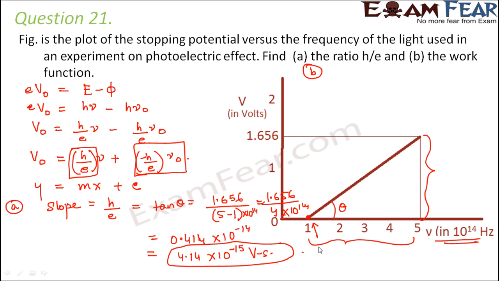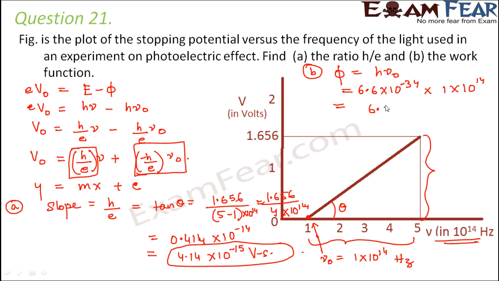So that means this point corresponds to the threshold value of frequency. So this point corresponds to nu naught. So we can say that nu naught is equal to 1 into 10 to the power 14 hertz. So what is work function? Work function is equal to h nu naught. So this is equal to 6.6 into 10 to the power minus 34 into nu naught, which is 1 into 10 to the power 14. So this is equal to 6.6 into 10 to the power minus 20 joules.